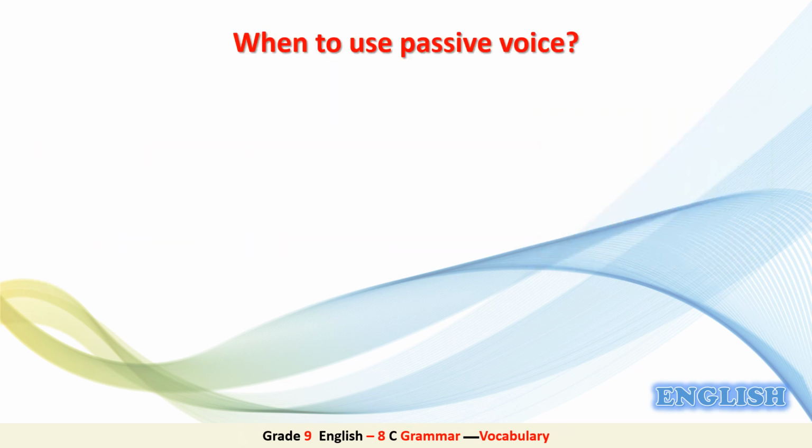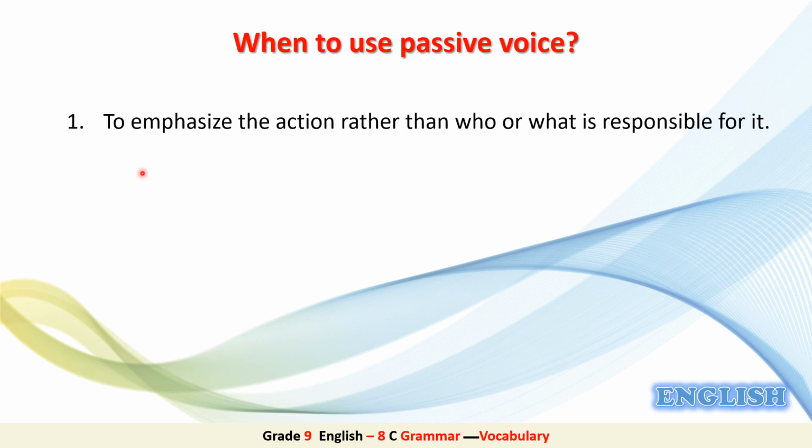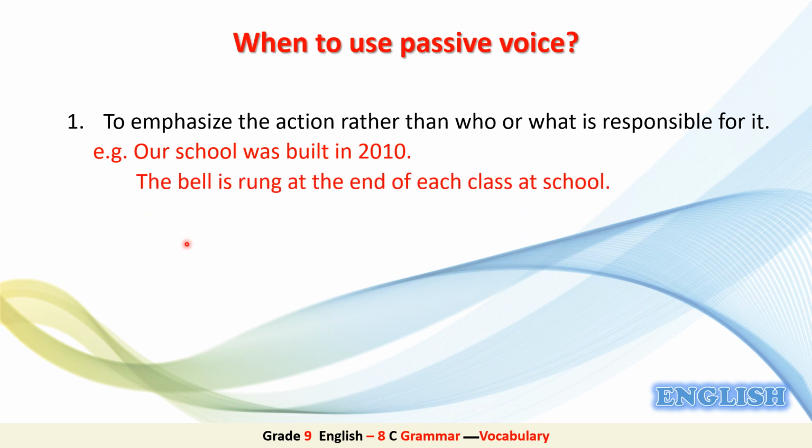Let's have a look at the function of passive. When to use passive voice. There are different situations, one of which is to emphasize the action rather than who or what is responsible for it. So what's more important is the action itself, not the doer or the agent of the action. For example, our school was built in 2010. Here, building of the school is more important than the one who built it. So we use passive. Another example is the bell is rung at the end of each class at school. We focus on bell ringing, not on the one who rings it.